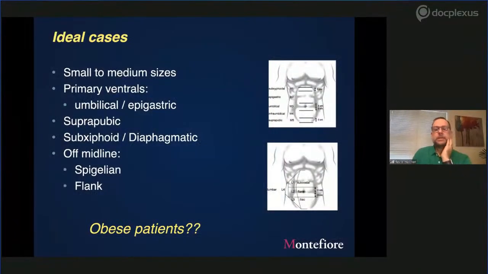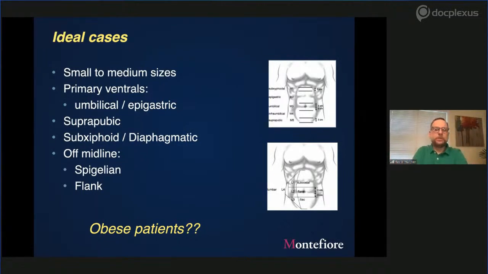So to end this, I'd say that from my idea, from my mind, the ideal cases are those small and medium-sized hernias. Primary incisional hernias are not that easy. You encounter a lot of fibrosis when doing incisions. Suprapubic are great to have a decent space, as the inguinal hernias we can do. Subxiphoid, subdiaphragmatic as well, have the fat pad, and off midline for sure. Everybody says it's easier in obese patients. I don't know if I agree with that.